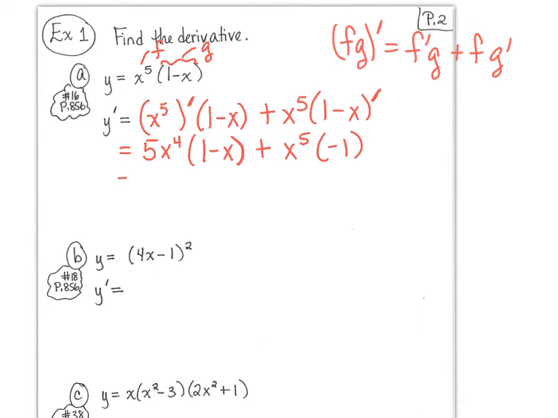And then we distribute the 5x to the 4th to each part of this because we're multiplying this times this quantity here. So this is equal to 5x to the 4th times 1 is 5x to the 4th minus, what's 5x to the 4th times x? Good, 5x to the 5th. So you have 5x to the fourth minus 5x to the fifth, and what's the rest?